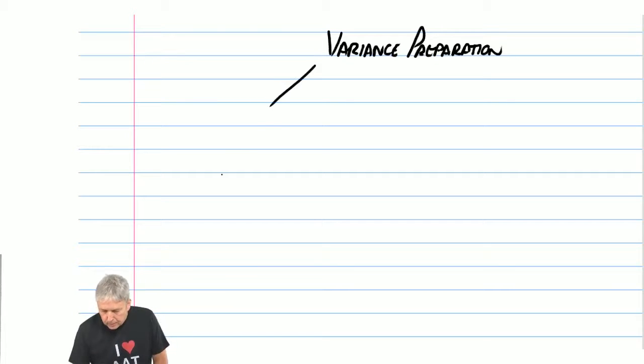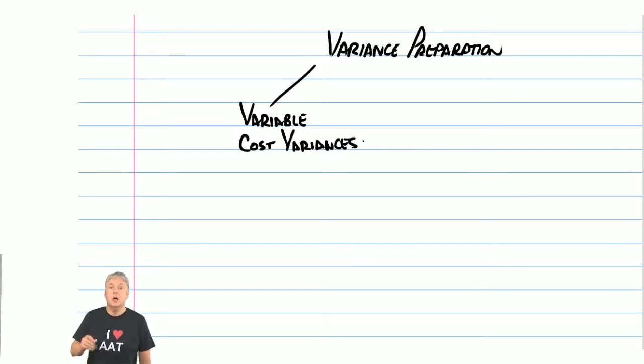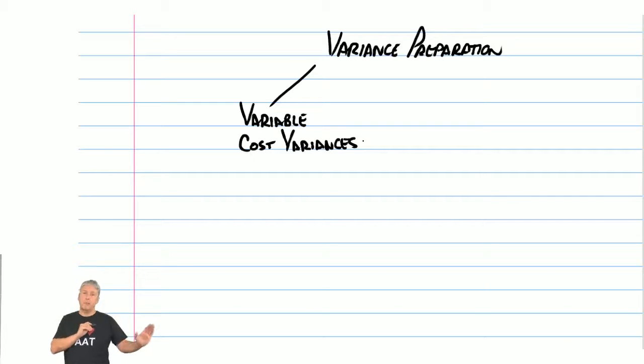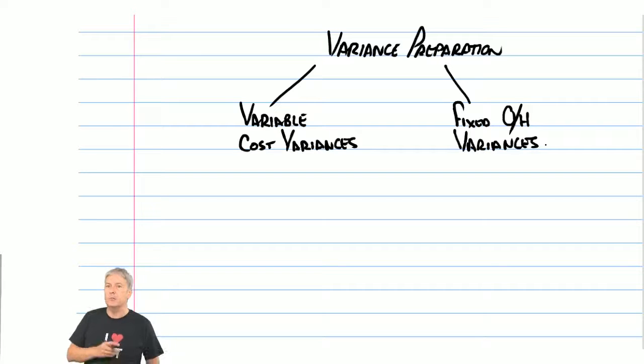On the one hand, we've got the joy of looking at variable cost variances. And this should be very straightforward, at least I hope it is. It's the bread and butter of what you have learnt, not just in this unit, but also going back to things that you've looked at at level 2 and even to a small extent, level 1. We also have the joy of looking at fixed overhead variances. And of course, that is a little bit more challenging.